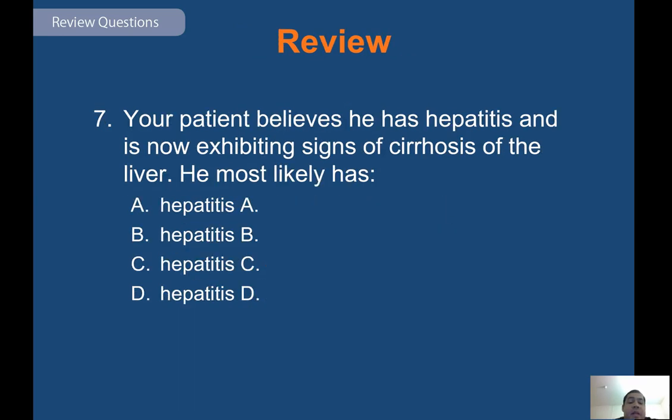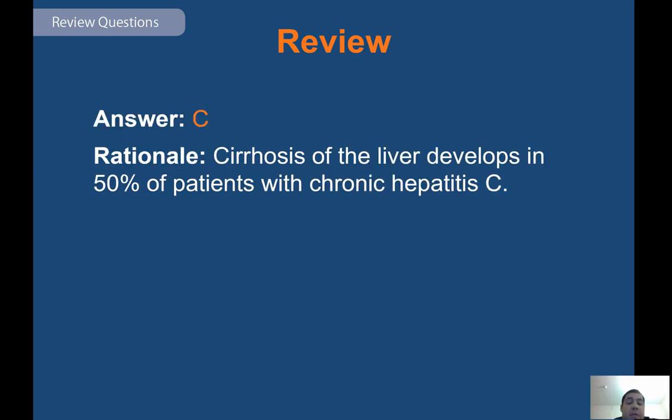A patient believes he has hepatitis and is now exhibiting signs of cirrhosis of the liver. He most likely has... If you go back to that table, they give you signs and symptoms of each hepatitis. So C, cirrhosis of the liver develops in 50% of patients with chronic hepatitis C.